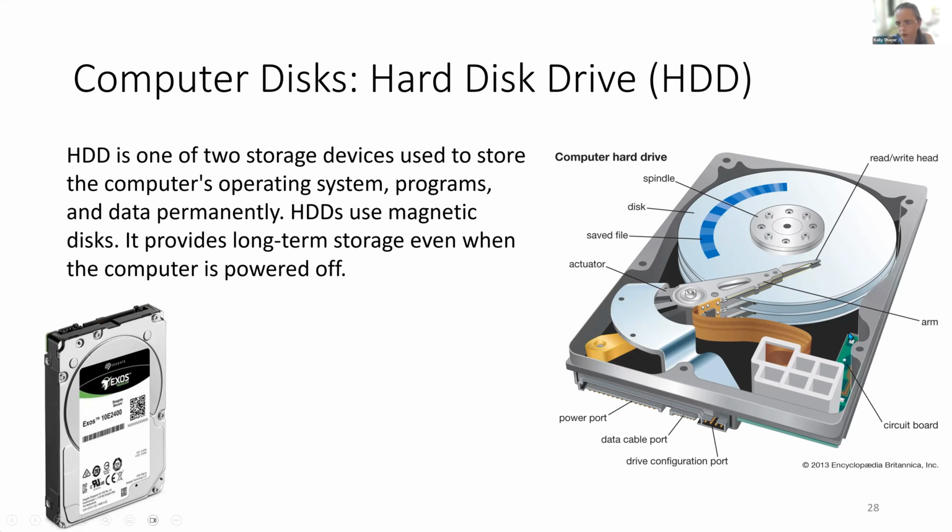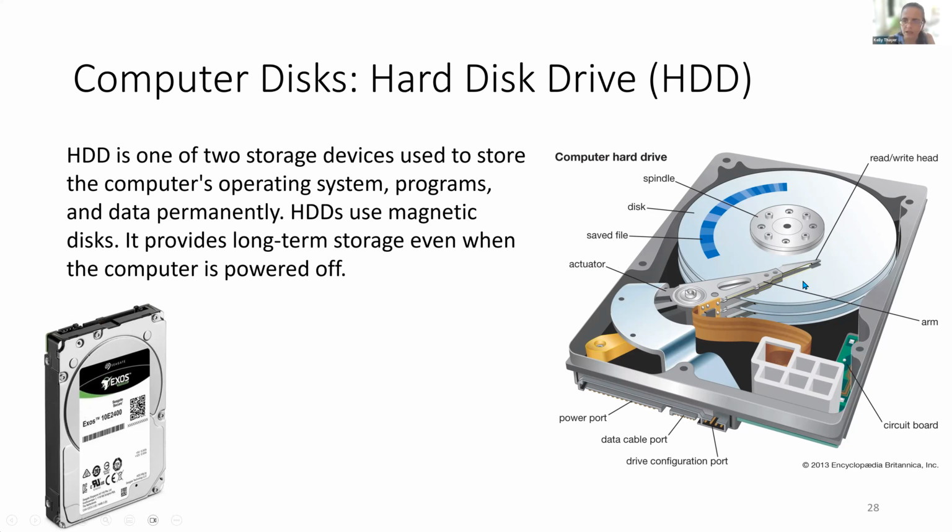And here's the circuit board that has the circuitry to actually do the logic and run this disk. So that's what this looks like. This is the hard disk drive, or HDD. HDD is one of two storage devices used to store the computer's operating system, programs, and data permanently. That doesn't mean you can't read and write it. What we mean is that when the computer is turned off, the data is still there. So when you save your homework and then you close down your computer and start it up the next day, it's still stored on your computer. Whereas in the RAM, it's gone.